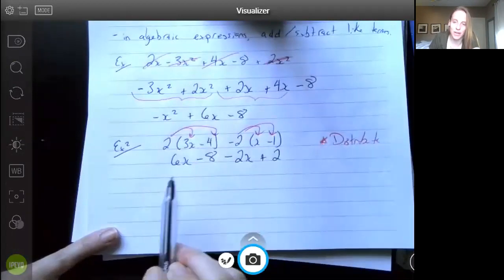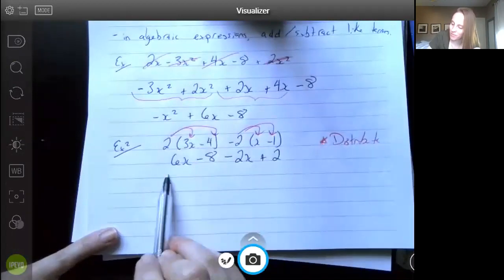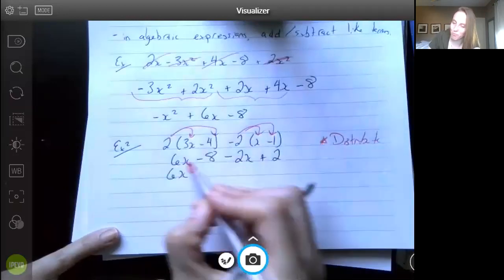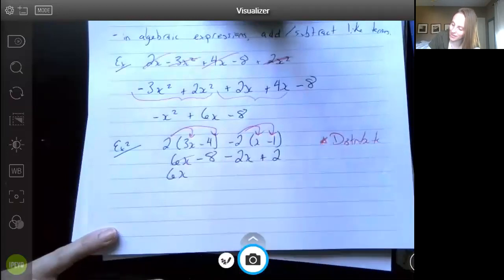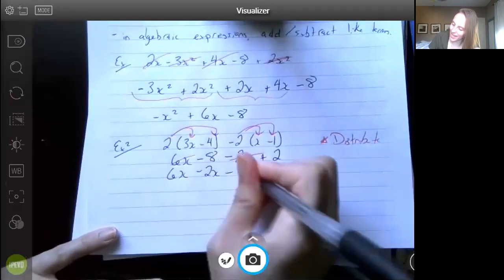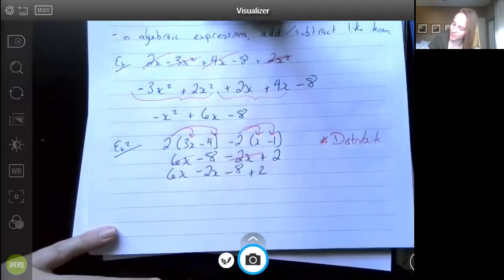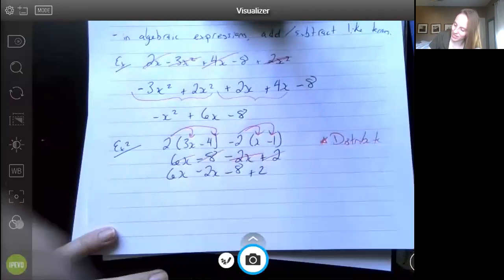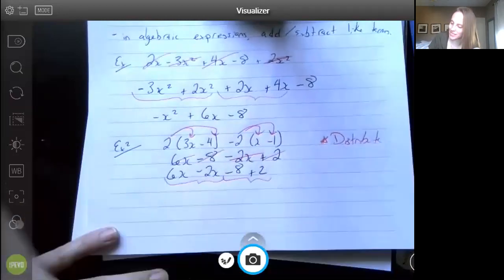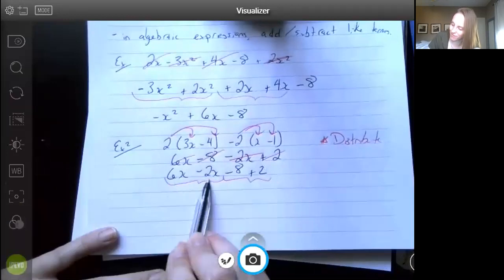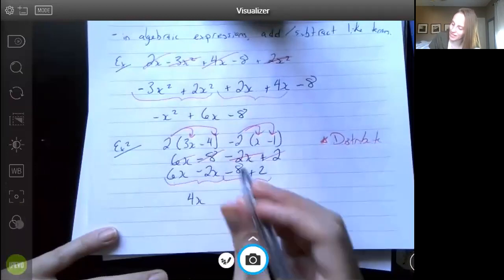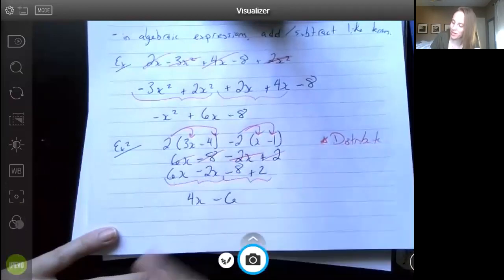So I don't have any x squareds this time, so I'm just going to start with my 6x. Then I'm going to move the minus 2x in behind it. And then I'll have the -8 and then the +2. And then once again, we add or subtract our like terms together. So 6x minus 2x is 4x, and -8 plus 2 is -6. And that would be our final answer.